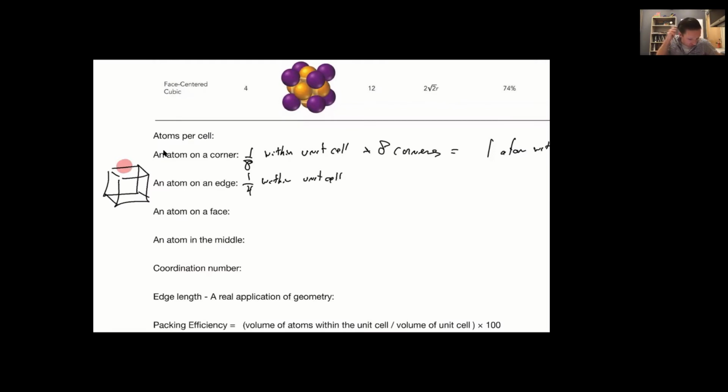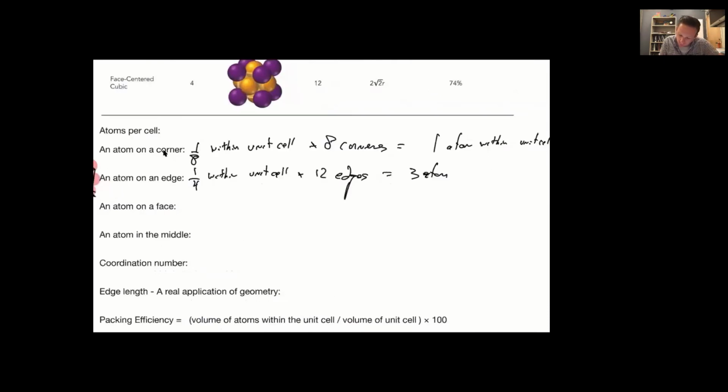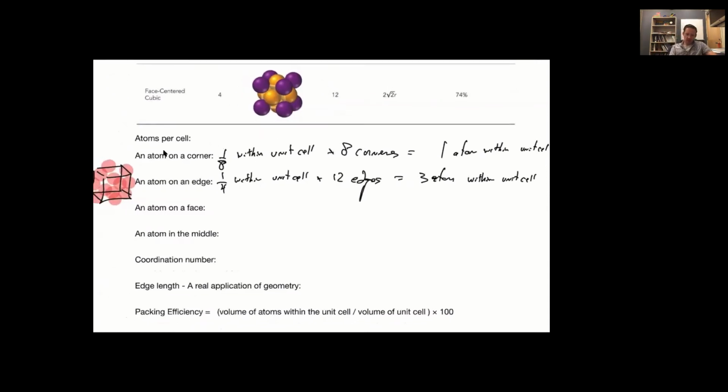But how many edges are there within 1 cubic unit cell? So you got 4 along the top, 4 along the middle, and 4 along the bottom. So there's 12 edges on a cube. So there's 3 atoms within the unit cell. If you have atoms on an edge and it's on all 12 edges, then you'd have 3 total atoms.